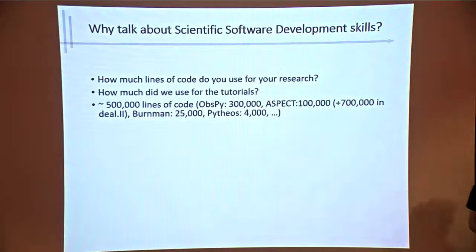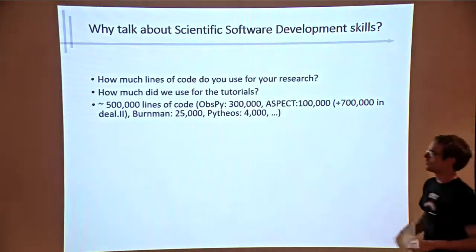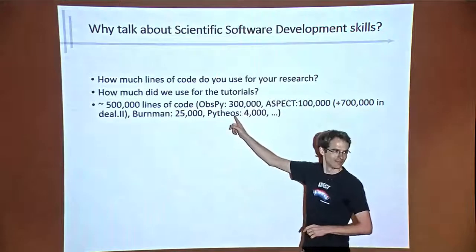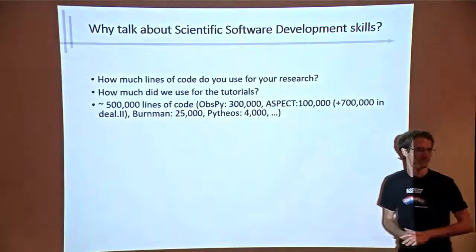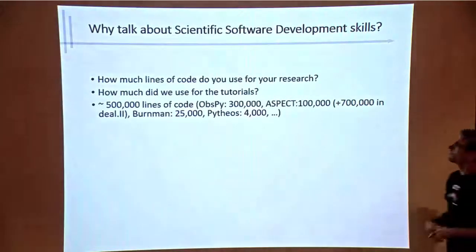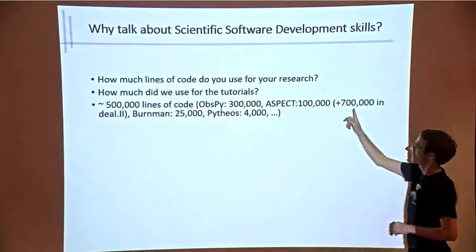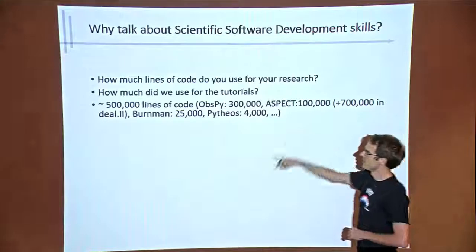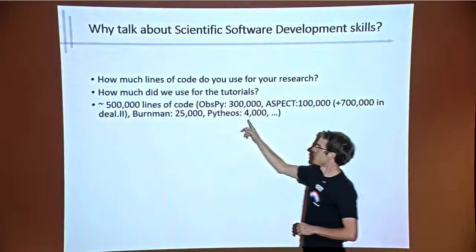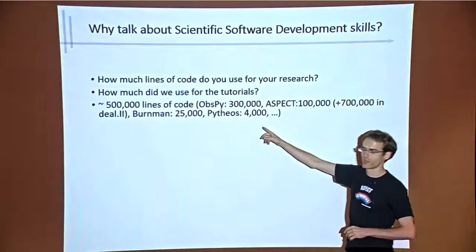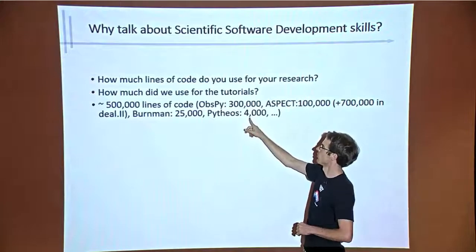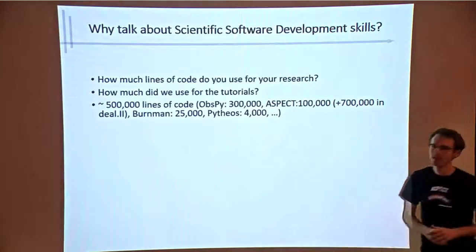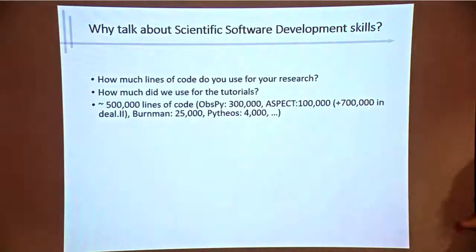It's about 500,000 lines. And most of them are actually in OpsPy. And I didn't expect that. Aspect has about 100,000. We didn't count DL2 with 700,000 lines plus 700,000 lines of tests. Vernon has about 25,000. Pythios 4,000 with a lot of documentation, so actually it's much more than 4,000. And all of the others, I wasn't able to count them, or I didn't want to bother counting.